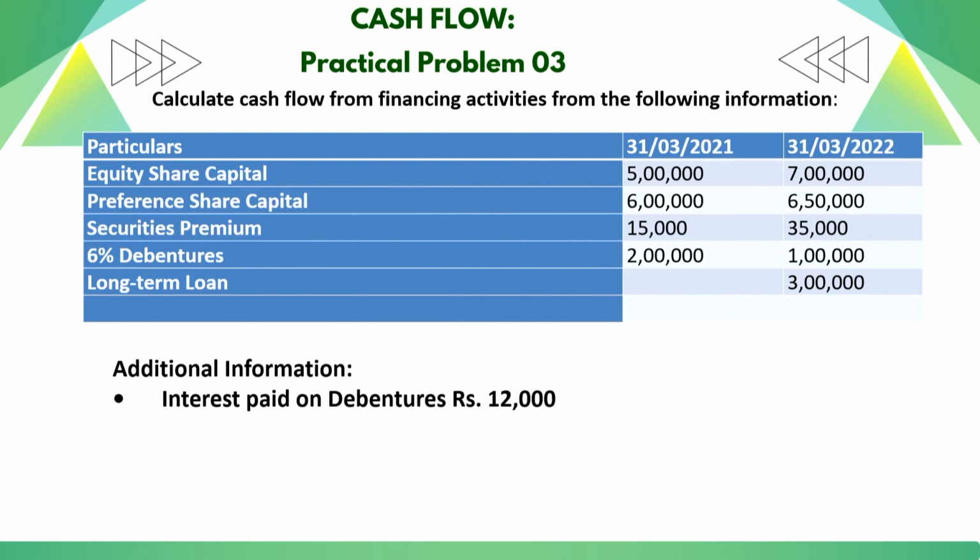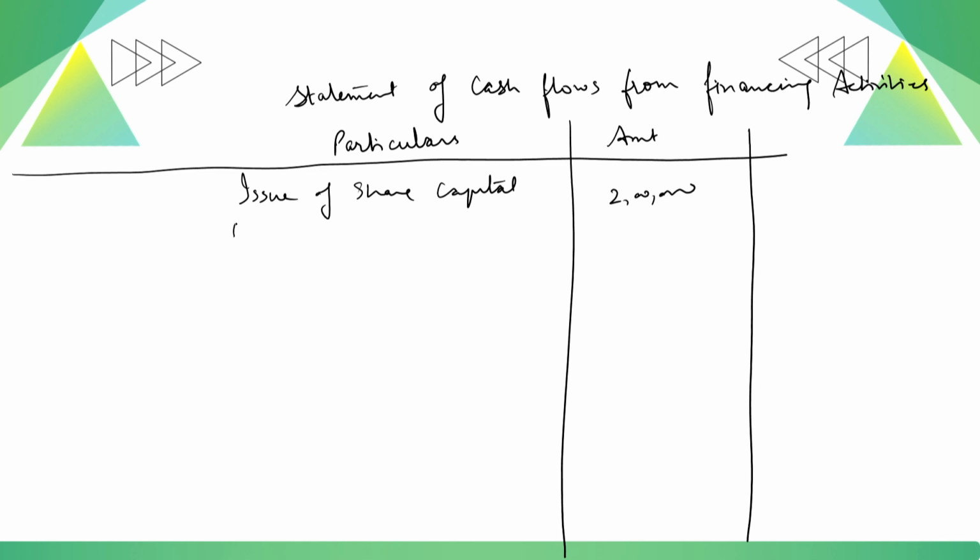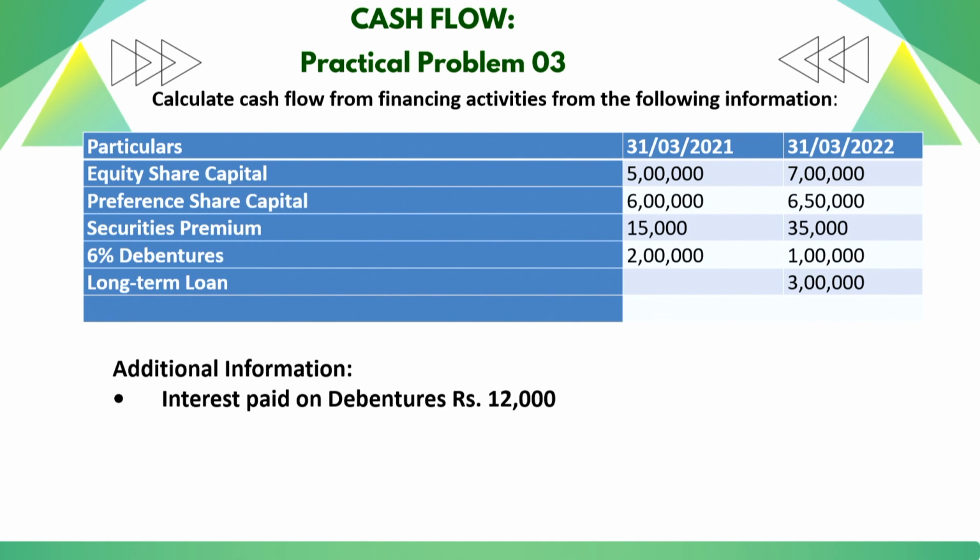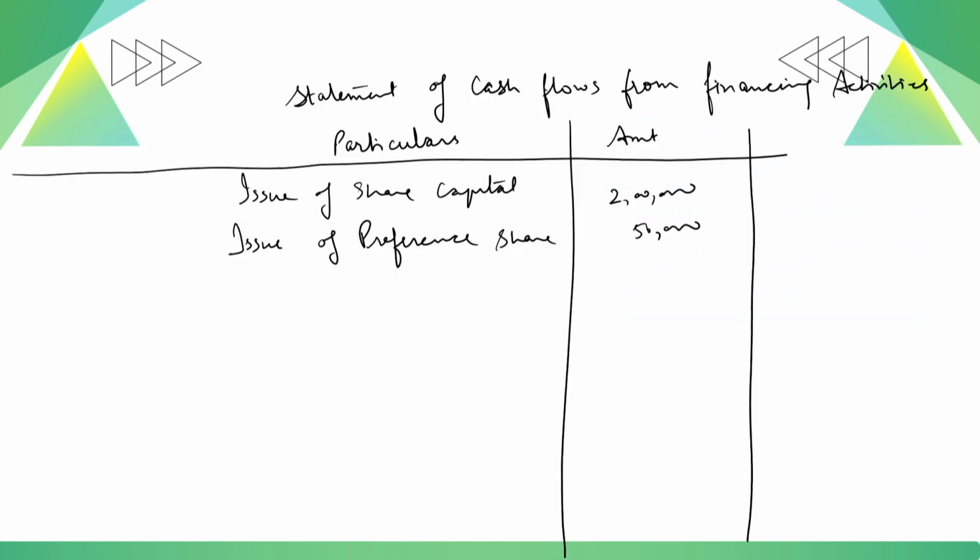So the next item is preference share capital, again showing an increase of 50,000, mean preference shares have also been issued in the market. Issue of preference share capital, that is of 50,000 rupees. And then the third point, it's given the securities premium, which has also shown an increase of rupees 20,000, mean we have received the same on the issue of the shares in the market. So we will put here securities premium also as a receipt of 20,000.